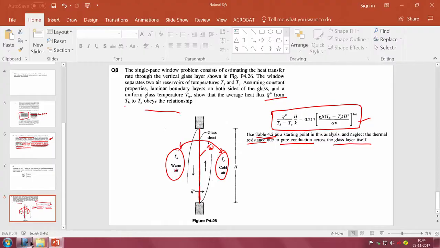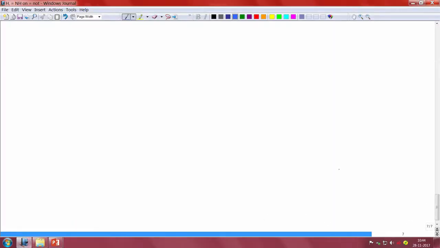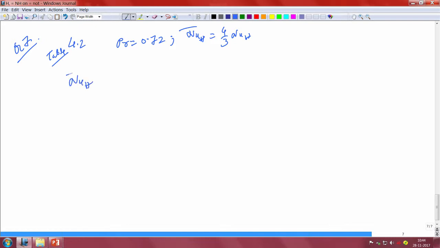So this will be your question 7 essentially. If you look at table 4.2, it recommends that for Prandtl number equal to 0.72, the height-averaged Nusselt number is approximately 4/3 of the local Nusselt number. So the height-averaged Nusselt number H is 0.517 Rayleigh number H to the power of 1/4, this is for Prandtl number equal to 0.72 only.